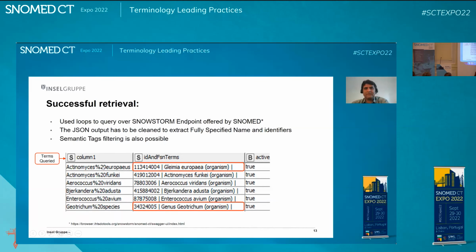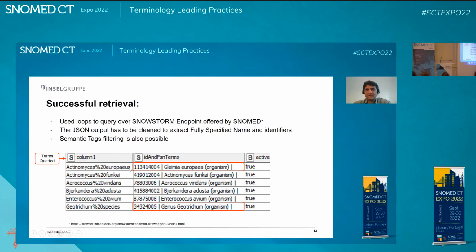As you can see on the figure, there were some successful retrievals. For example, column 1 shows the terms queried. You can see Actinomyces europaeus retrieved a concept ID and a fully specified name. It was in JSON file format, so one needs to edit the JSON file to get the data they are interested in. In our case, it was the ID and FSN terms.